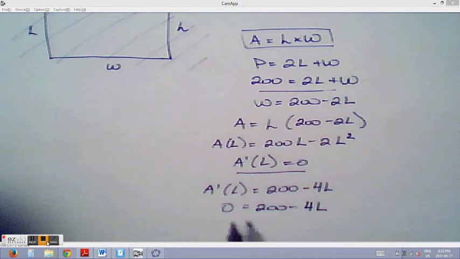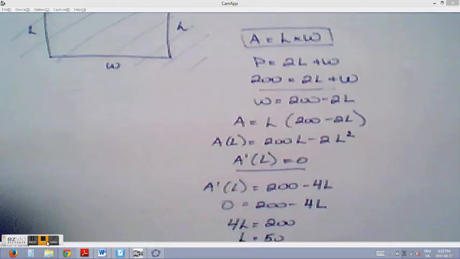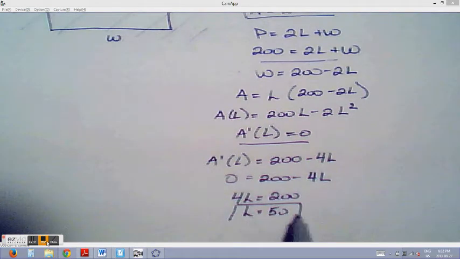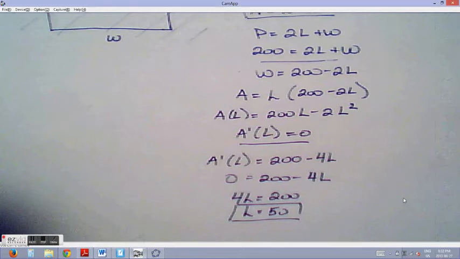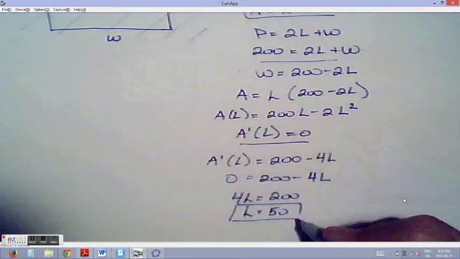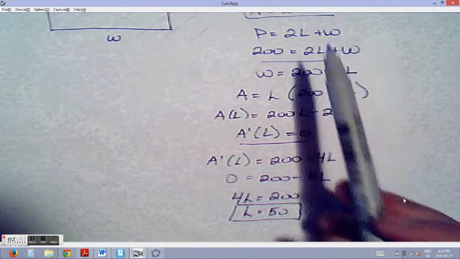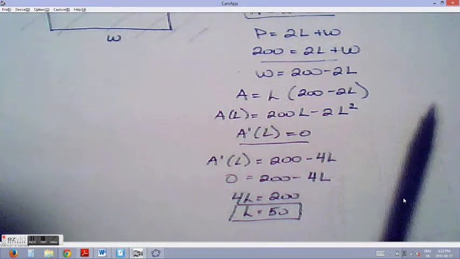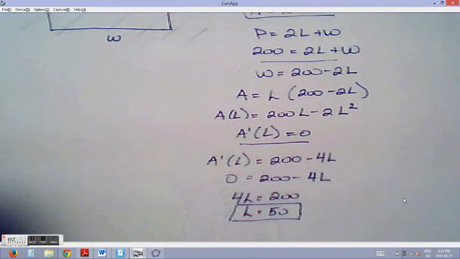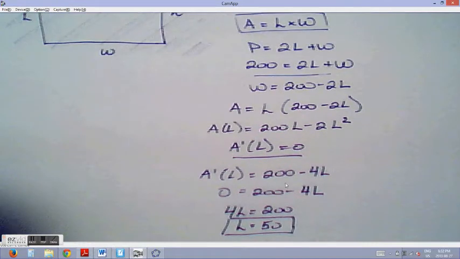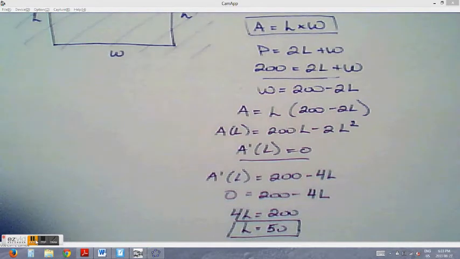So now I want to isolate for L. 4L, moving it to the other side, is equal to 200. L then is equal to 50. So my length that will give me the maximum area is 50. Knowing that it's 50, now I need to find also the width. Am I asked for width? Yes, I am asked for width because I want the dimension.